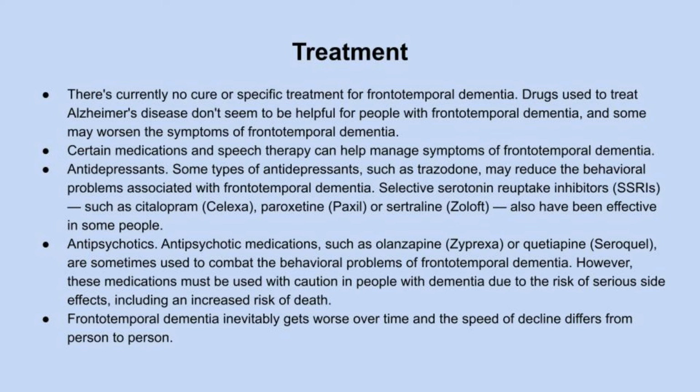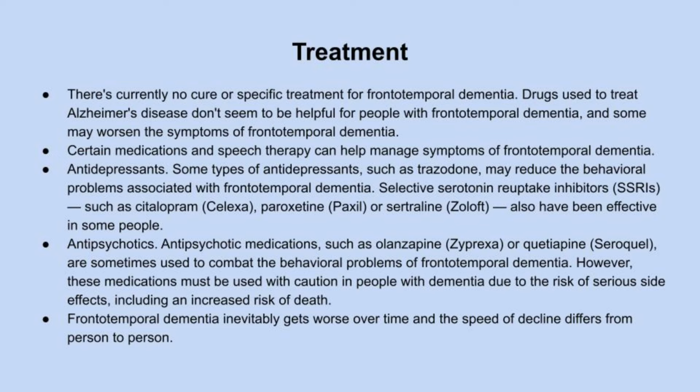So unfortunately, again, there's currently no cure or specific treatment for this type of dementia. Drugs used to treat Alzheimer's disease, unfortunately, don't seem to be helpful for people with this type of dementia, and some of them may actually worsen the symptoms. Certain medications and speech therapy can help manage some of the symptoms. And again, antidepressants may reduce behavioral problems. The antidepressant medications have been effective in some people.